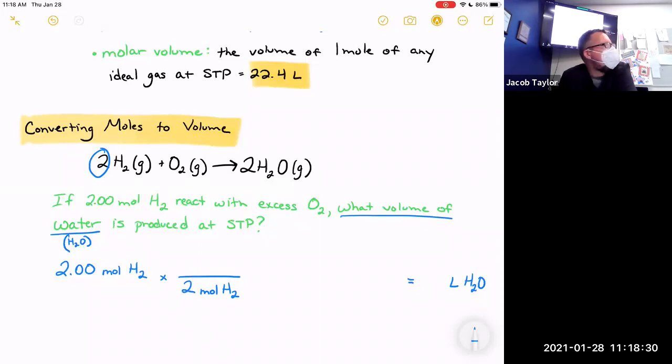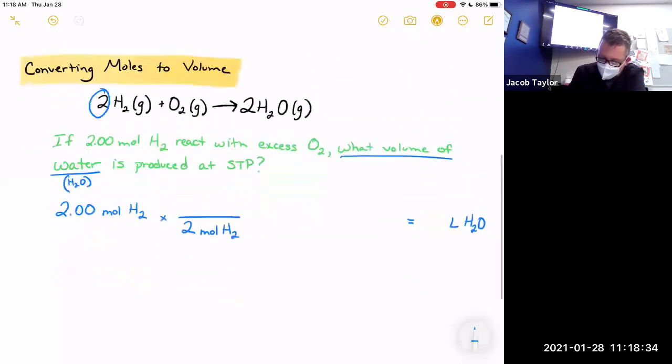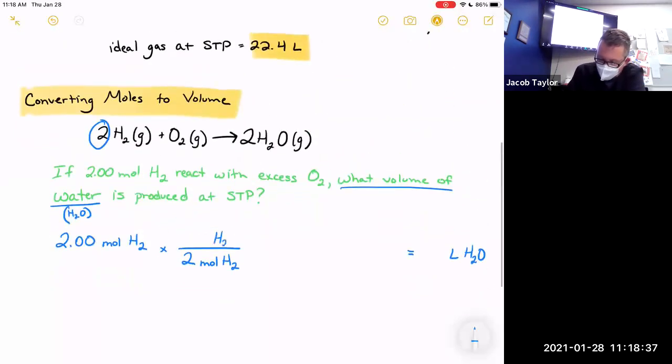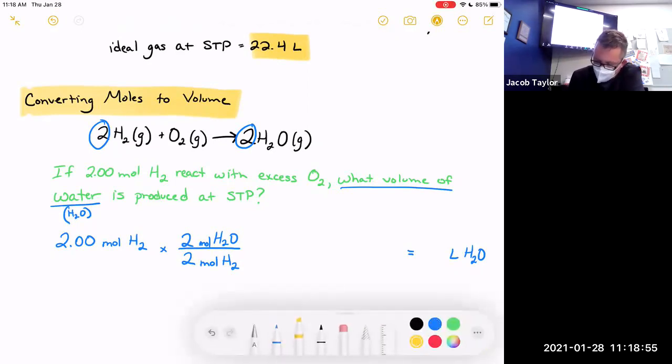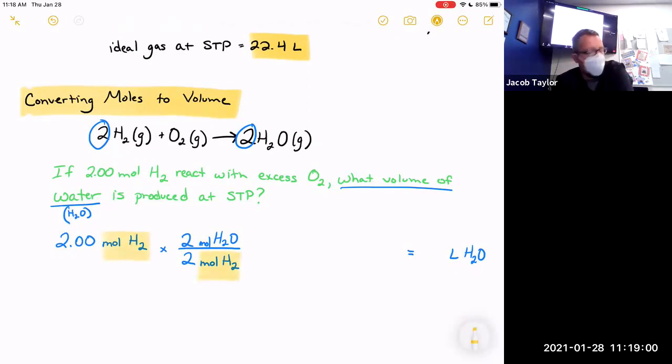I'm trying to make my answer in H2O. So I want the top to have H2O of some kind. This is moles of hydrogen. Let's compare it to moles of H2O. How many moles of H2O do I have in this equation? Also 2. So 2 moles of hydrogen and 2 moles of water. That's my ratio. What that's going to do for me is allow me to cancel out moles of hydrogen and moles of hydrogen. And I will be left with, if I stopped right here, moles of water.